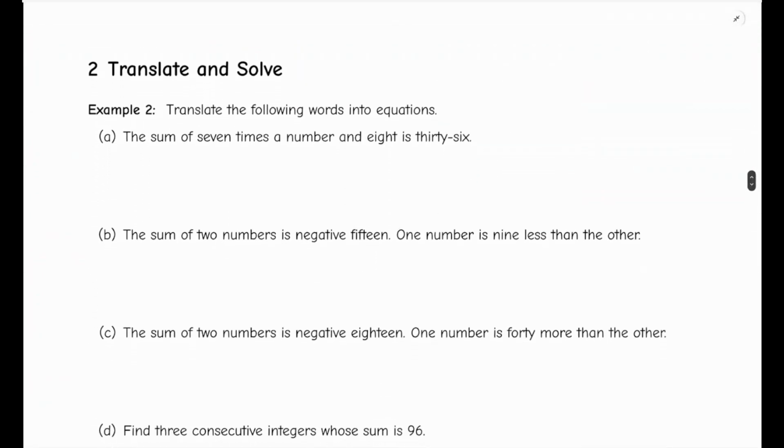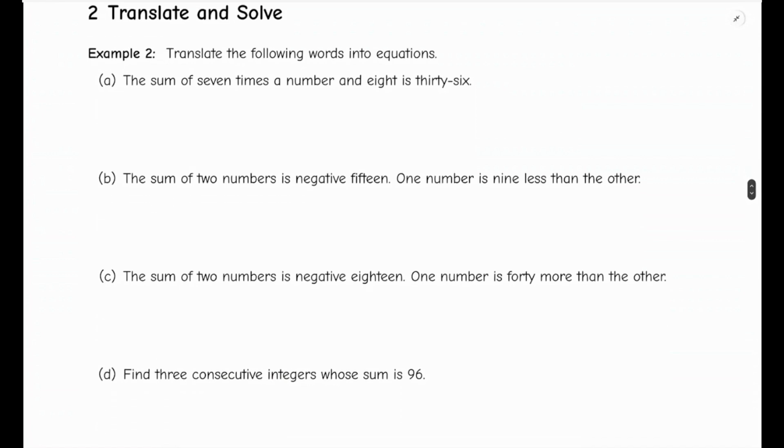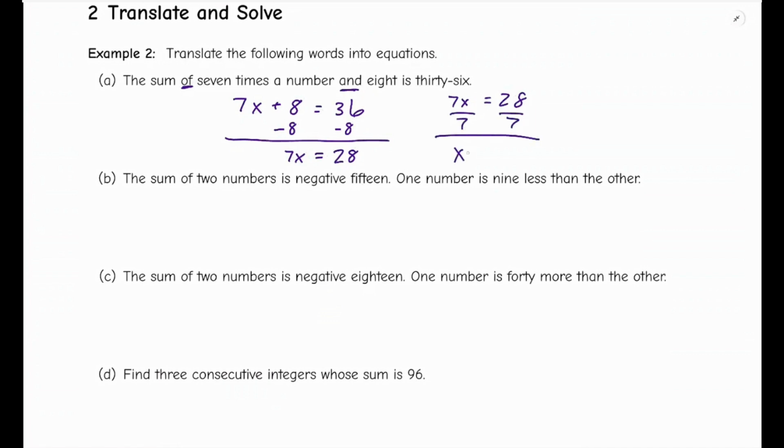Part 2, translate and solve. Example 2, translate the following words into equations and then solve them. So we have the sum of 7 times a number and 8. So that's 7x plus 8 is 36. Now we need to solve this equation, so I'm going to subtract 8 from both sides. Get 7x equal 28. Then divide by 7. And we get x equals 4.